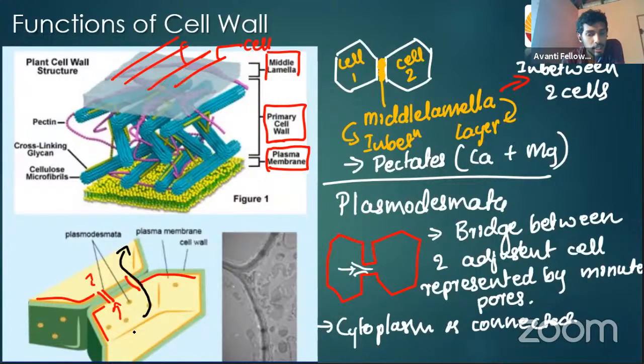This kind of movement we call the symplast movement. Okay, symplast movement. What's the meaning of symplast movement? The movement of molecules from one cell to another cell through the plasmodesmata, we call it the symplast.